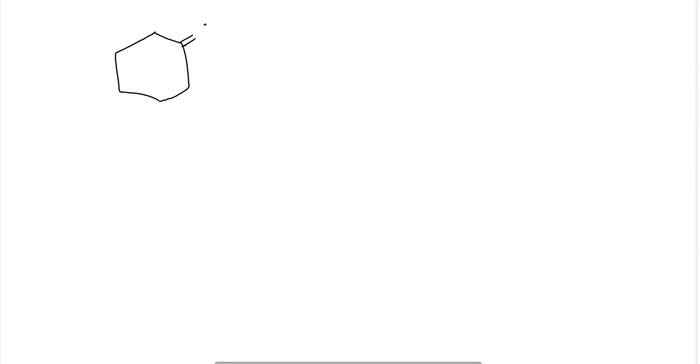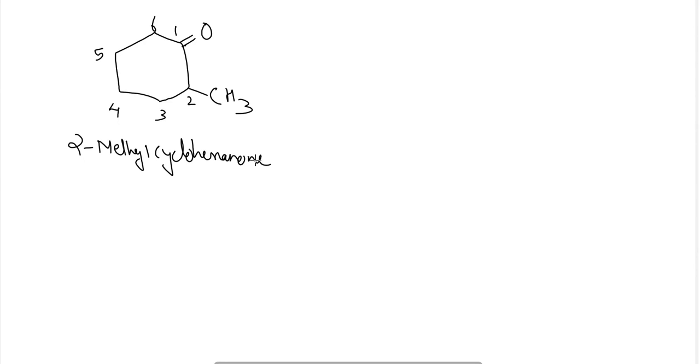Next, this is the ketone group, and here a CH3 is attached. So the numbering will start from this carbon atom only. 1, 2, 3, 4, 5 and 6. Okay, so the name of this compound will become 2-methyl cyclohexanone. Okay, 2-methyl cyclohexanone. Like this only.